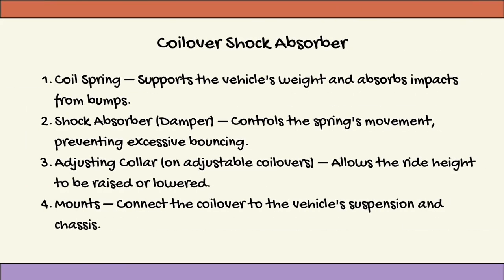Next, for the function of each part of the coilover shock absorber, first is the coil spring. It supports the vehicle's weight and absorbs impacts from bumps. The second one is the shock absorber or damper. It controls the spring movement, preventing excessive bouncing. The third one is the adjusting collar. It allows the ride height to be raised or lowered. The fourth is the mount. It connects the coilover to the vehicle, suspension, and chassis.